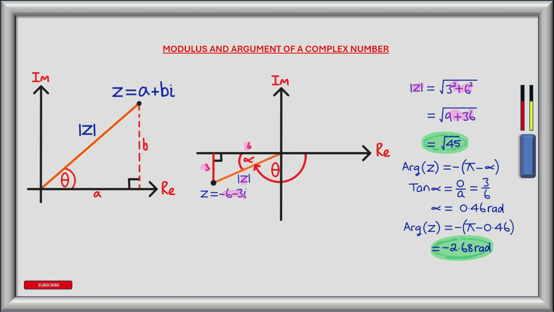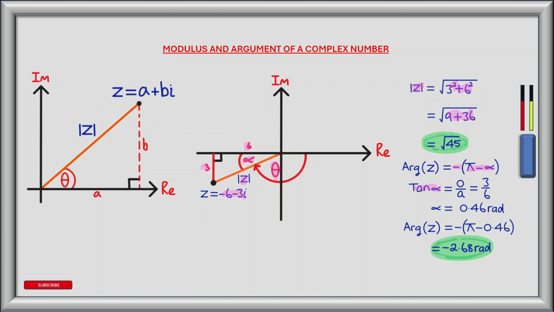The argument of the complex number is the angle theta shown here. Note here that we are operating in the third quadrant of the Argand diagram, and the angle theta runs clockwise from the positive real axis and is therefore a negative angle. The simplest way to find this angle is first to find the angle alpha, subtract this angle from pi, and then arg z is the negative resulting angle.